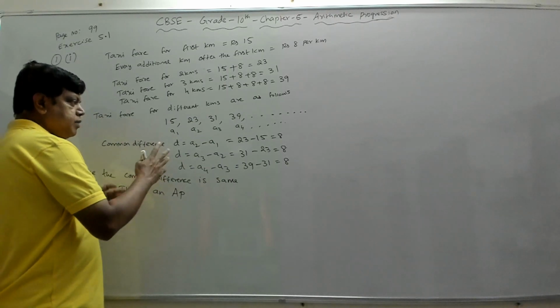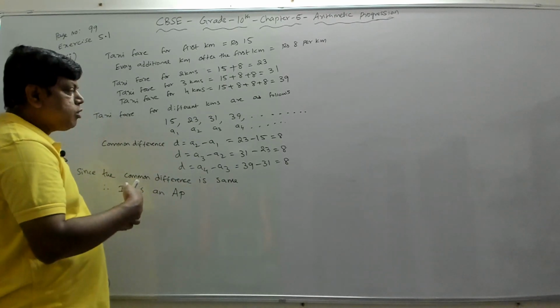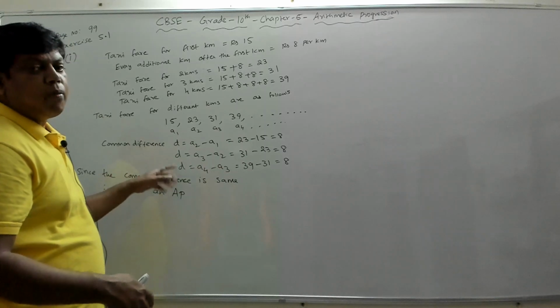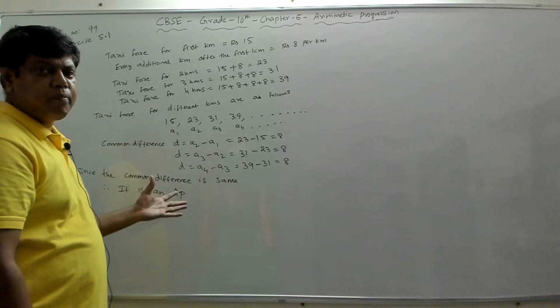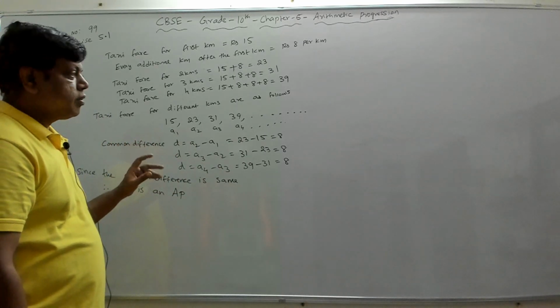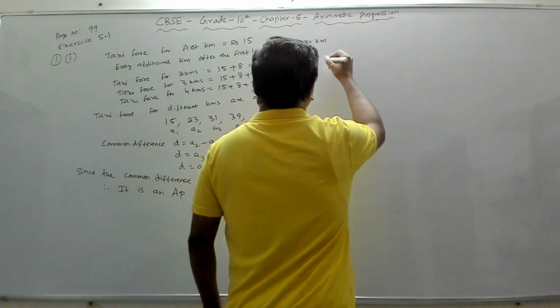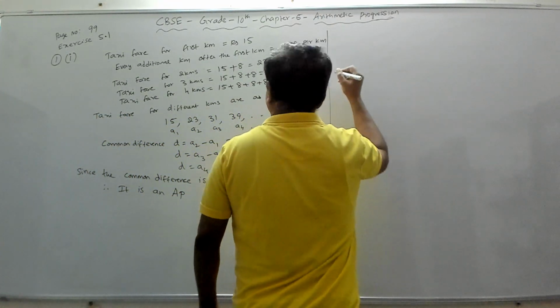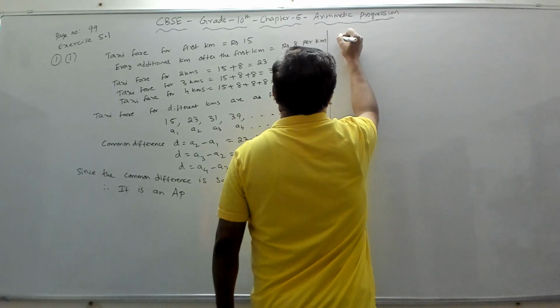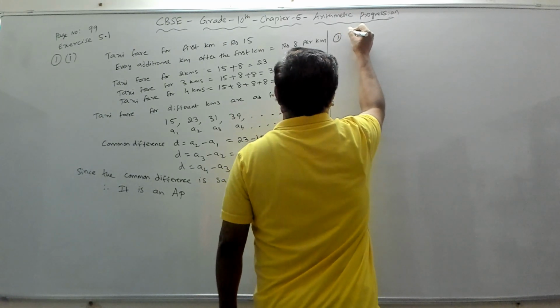Or the same way to say that is, we have to make sure that the common difference is same. If the common difference is the same, then also it is an AP, right? So let's go to the next one. First one, second subdivision.